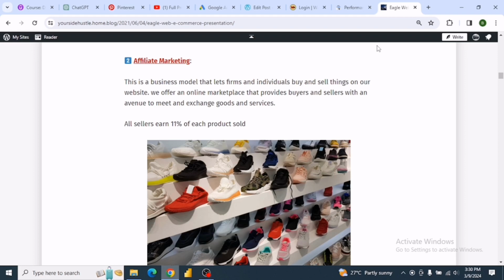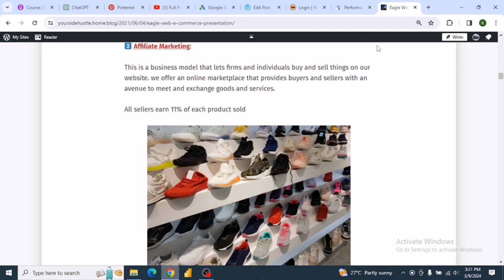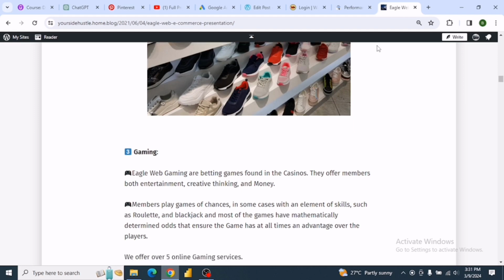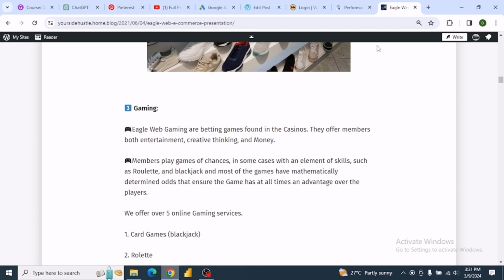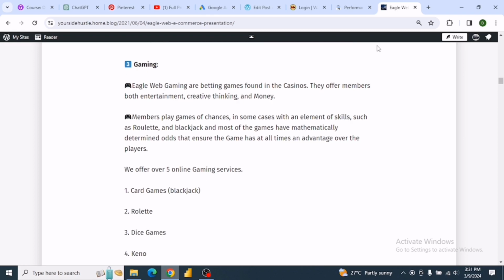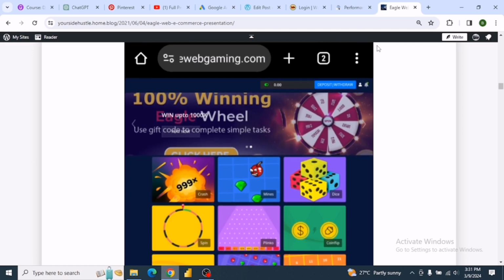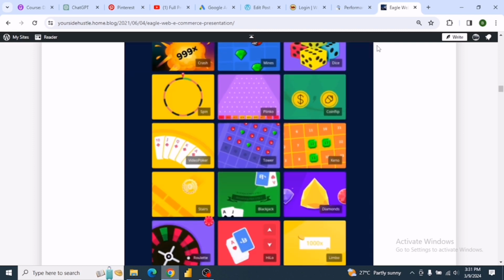Wholesalers earn up to 10% or more in each product they sell through Eagle Web e-commerce. Another way in which you can make money with Eagle Web is through gaming. Gaming comes in different manners. You have different types of games like Crash, Mine, Dice, Spin, Coin Flip, Stairs, Diamonds.